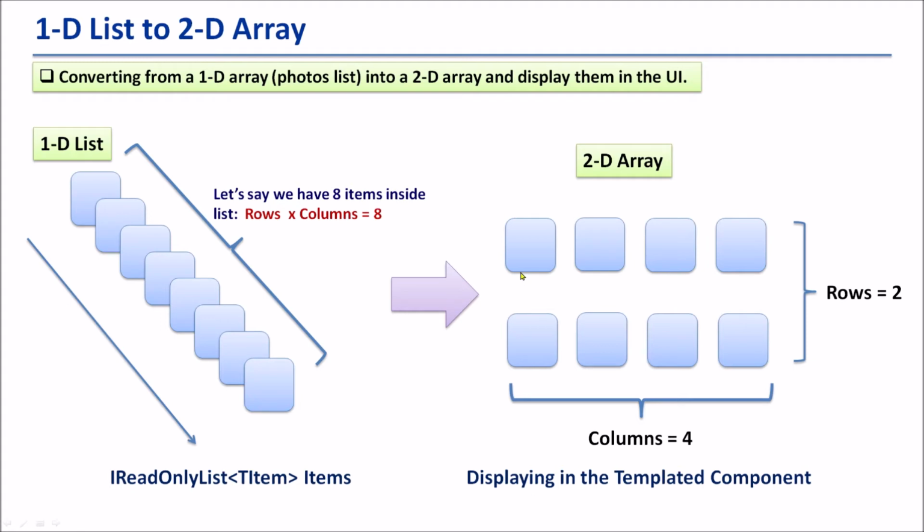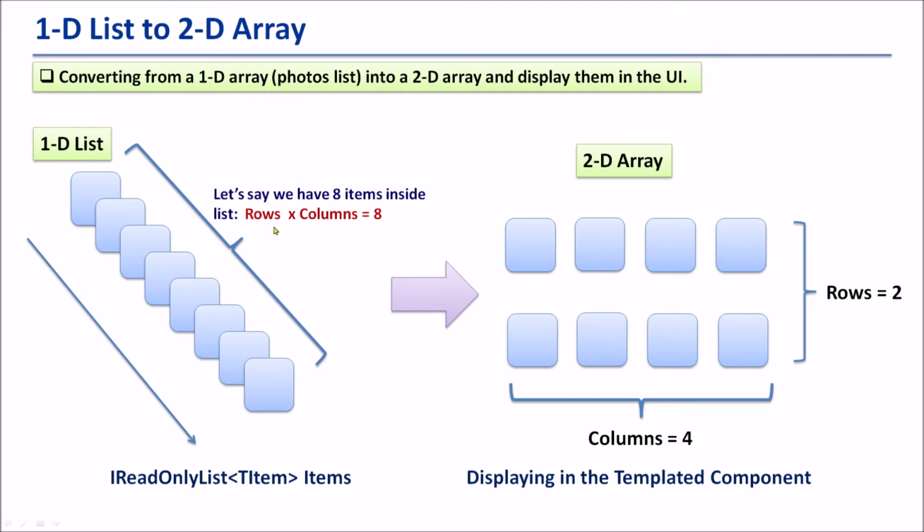Namely, I am going to display the pictures, or the images, just like this. Therefore, I changed it. Let's say inside this list we have 8 elements. Therefore, I just divided it: 2 rows, 4 columns. The first row, the second row. Each row has 4 elements here. Therefore, I have converted the 1D list into a 2D array.